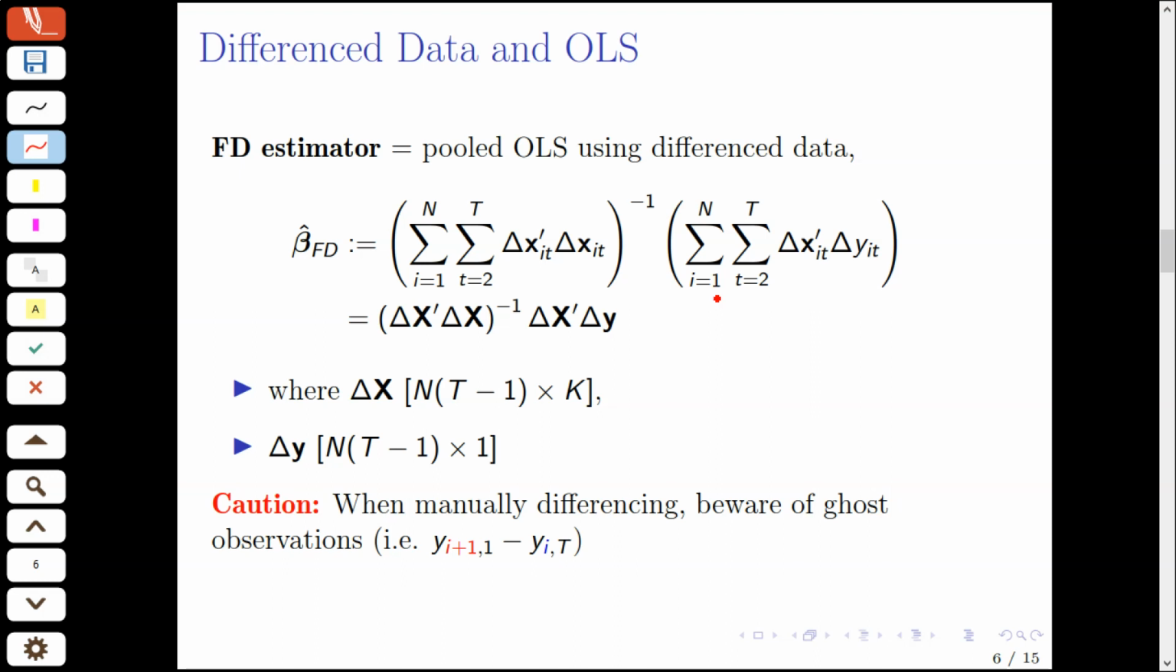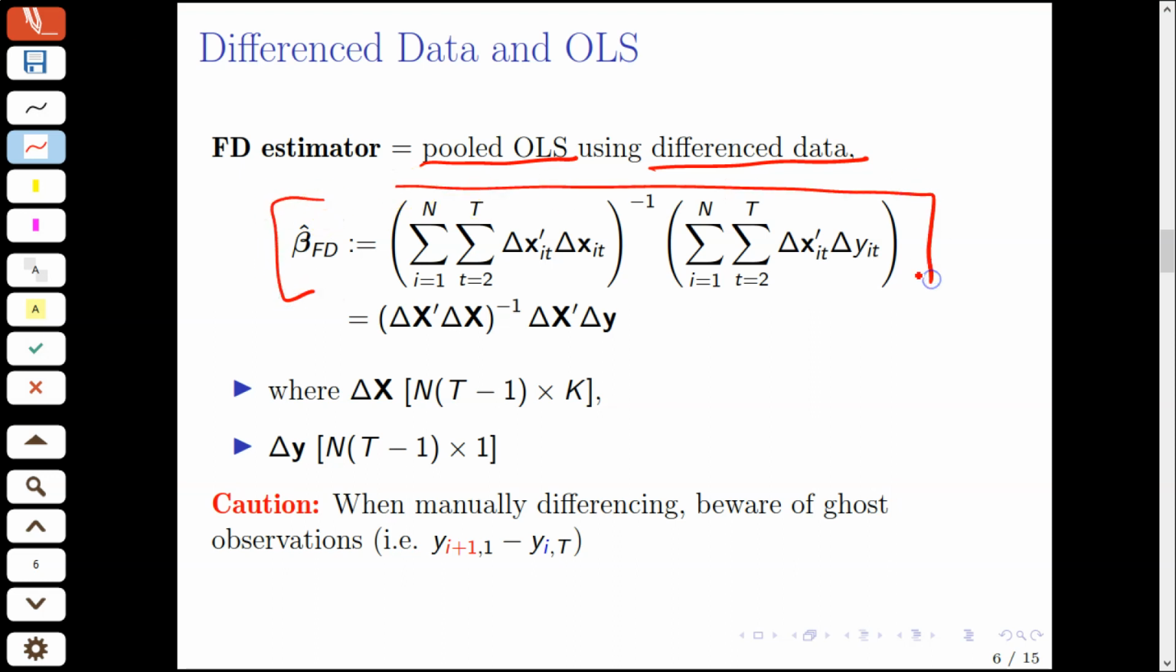It is simply pooled ordinary least squares using the difference data, or first difference data. Here I've written out the first difference estimator, stressing that we're pooling all the data, pooling all the pairs of i and t that are available for estimation. Note here that the inner sum runs from t equals 2 to capital T, since we've lost that one period of time.